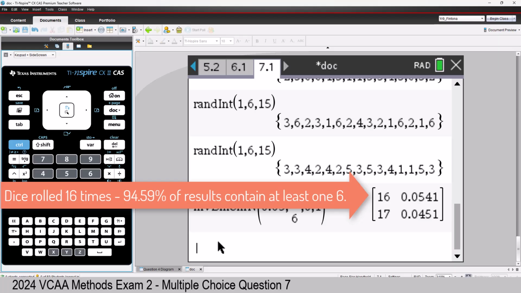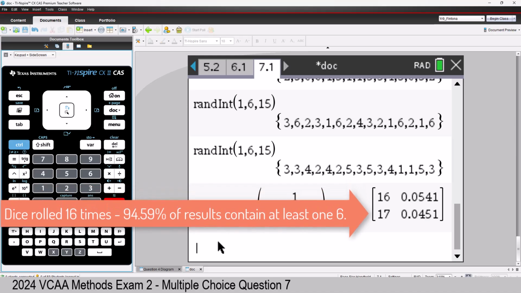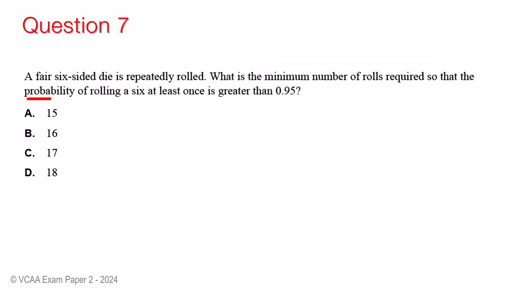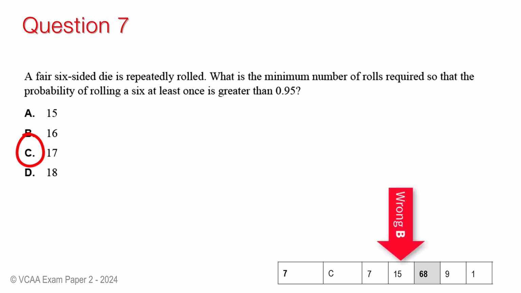The matrix tells us that if I roll the die 16 times, there is a 0.054 chance that no 6s will come up, or a 94.59% chance that at least 1 6 will turn up. If I roll the dice 17 times, there is a 0.045 chance that no 6s will come up, or a 95.5% chance of at least 1 6. Now remember, the question asked us to find the probability of at least 1 6 being greater than 95%. So our answer is 17. Notice that 15% of students made the mistake of choosing 16. What mistake were they making?